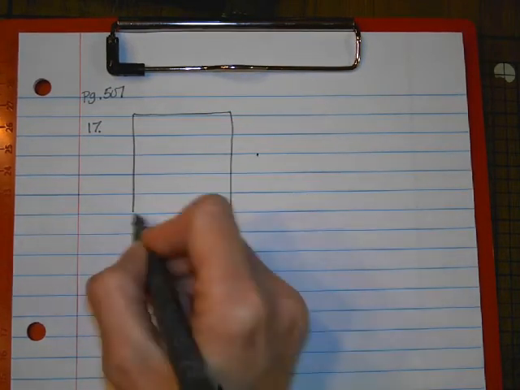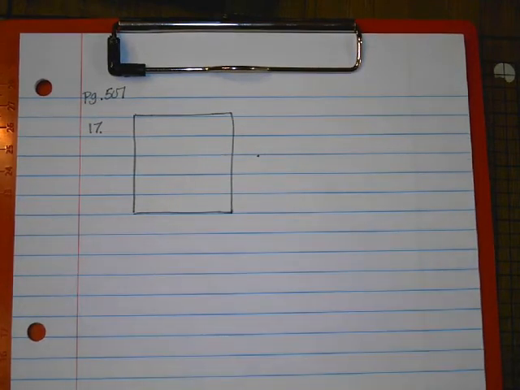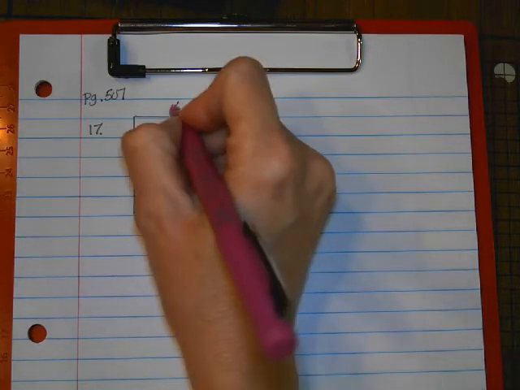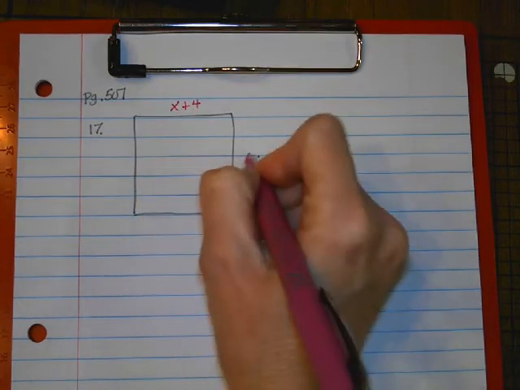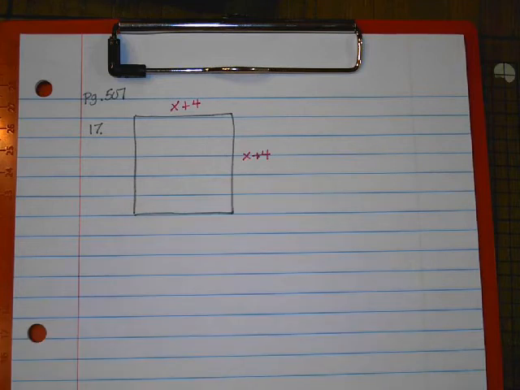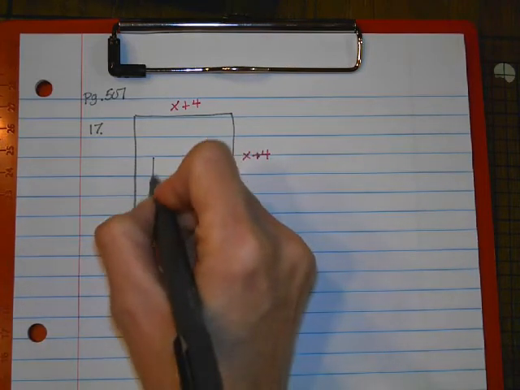We're still on page 507, and we're going to look at number 17 and number 18. Number 17 starts out by giving you a rectangle. On the outside of this rectangle, it tells me that this side is x plus 4 and that this side is x plus 4. But then inside it has another little square.